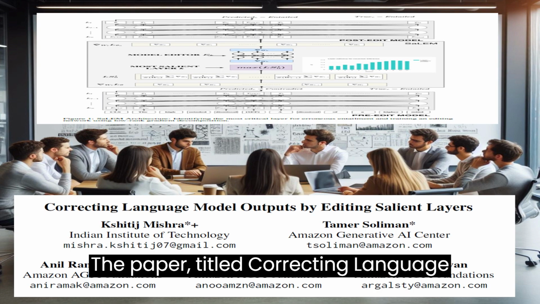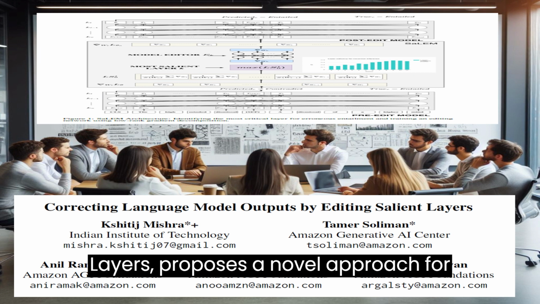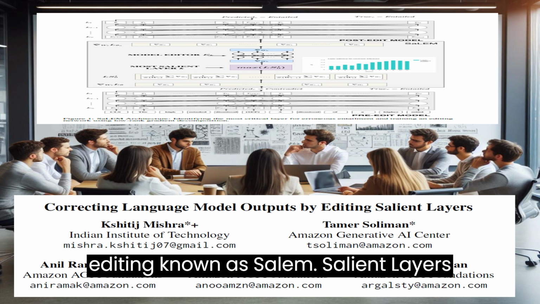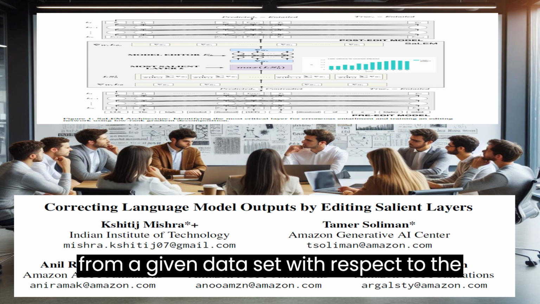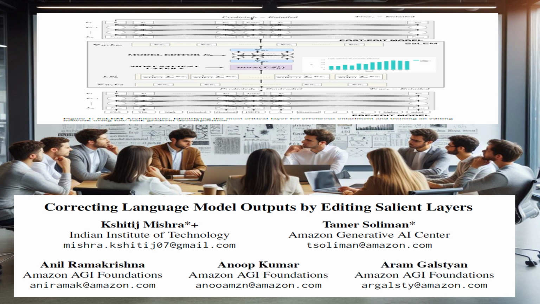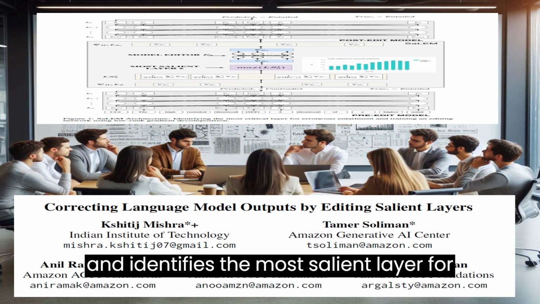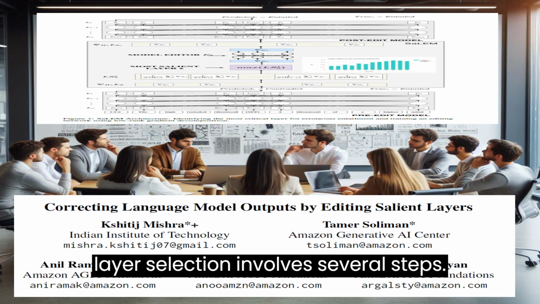The paper titled, Correcting Language Model Outputs by Editing Salient Layers, proposes a novel approach for automated layer selection for model editing, known as Salient Layers Editing Model. Salient uses gradient values from a given dataset with respect to the parameters of the large language model, LLM, to create layer saliency profiles and identifies the most salient layer for editing. The process of saliency-based layer selection involves several steps.